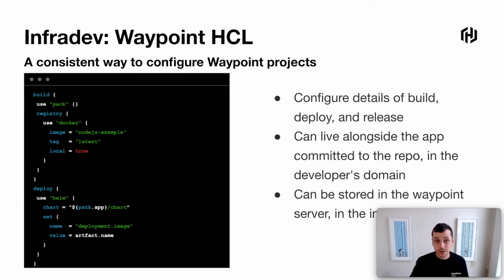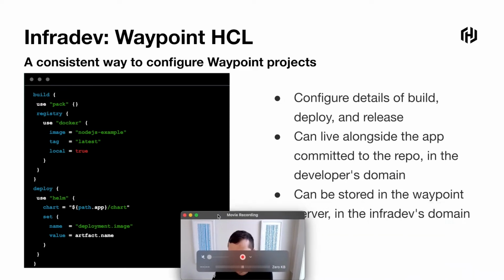So how do infradevs configure Waypoint? The first layer is through the waypoint.hcl file. You can see that the first line of this file is build. Everything inside that build stanza is the instructions on how to build the app. In this example, we're building with Docker and we're pushing to a Docker registry. I'm sorry, we're building with Pack and we're pushing to a Docker registry. Get this out of the way.